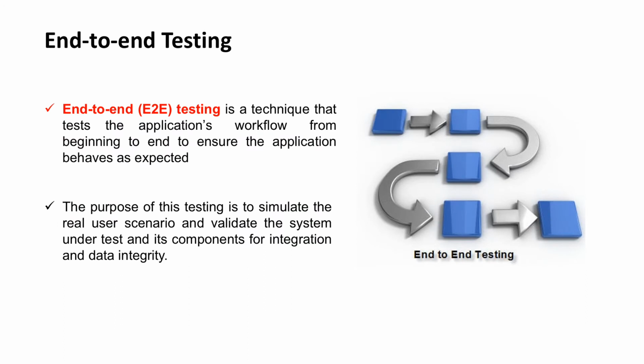End-to-end testing is a technique that tests the application's workflow from beginning to end to ensure the application behaves as expected. The purpose of this kind of testing is to simulate the real user scenario and validate the system under test and its components for integration and data integrity.